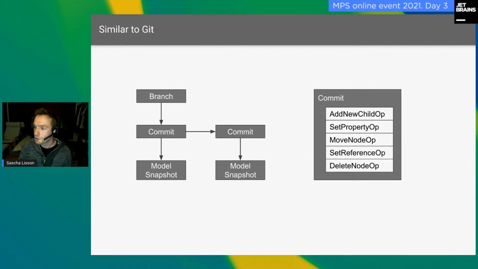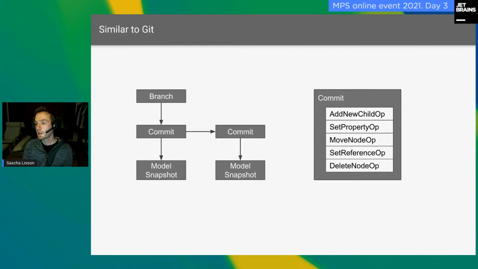And the only difference is that my commits also include the list of operations that I applied on the model to create this commit. This is required to resolve these conflicts and also for improving the performance.